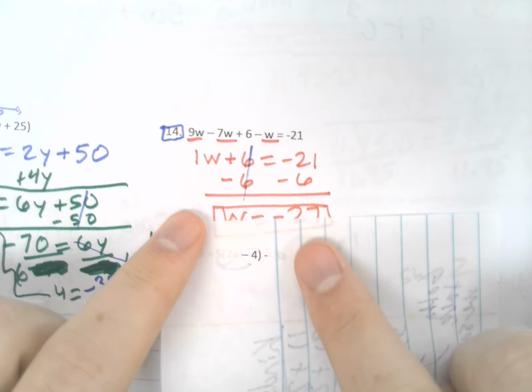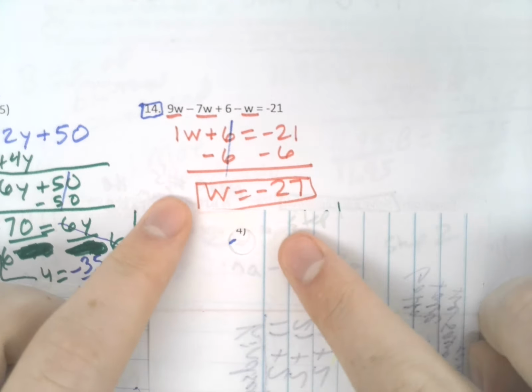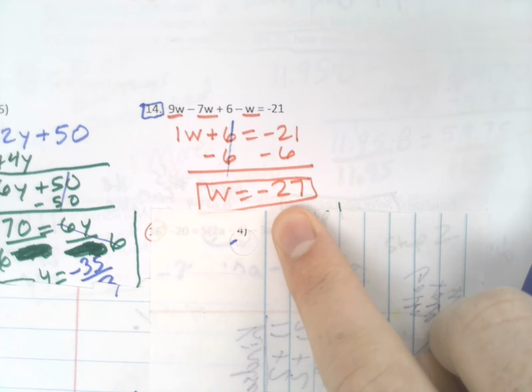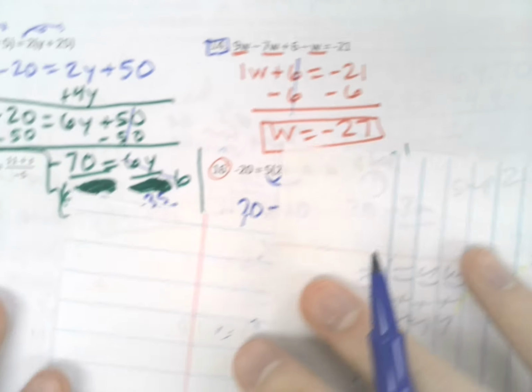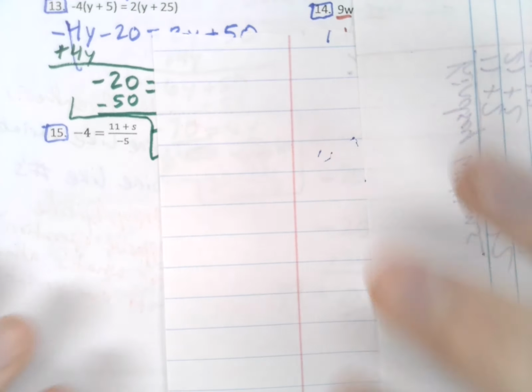We subtract 6 over. And guess what? That was a 2-step problem. It looked like this was going to be a 4 or 5-stepper. It just turned out to be a 2-stepper. W equals negative 27. So that's number 14. Last one on this page, number 15.